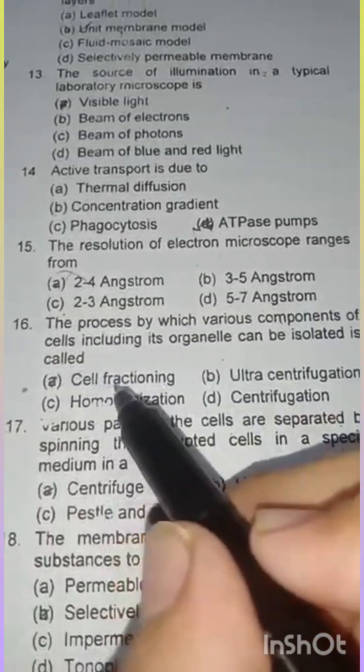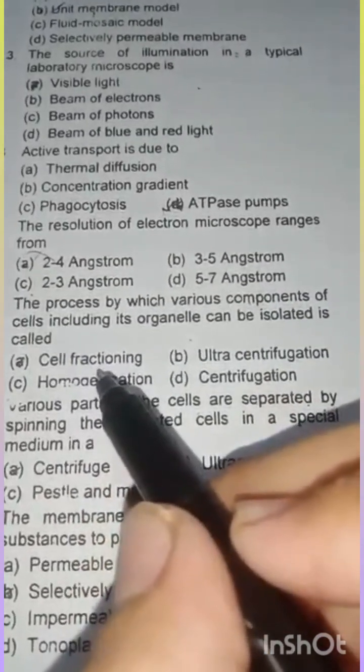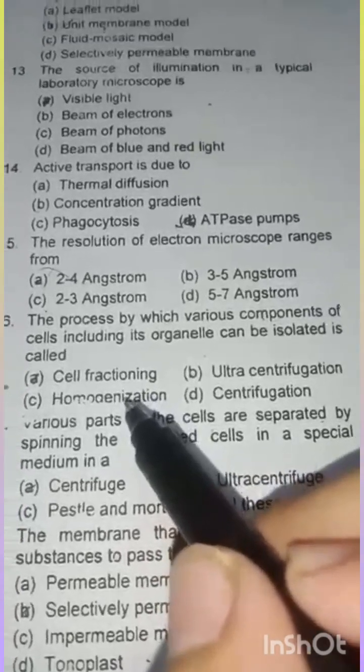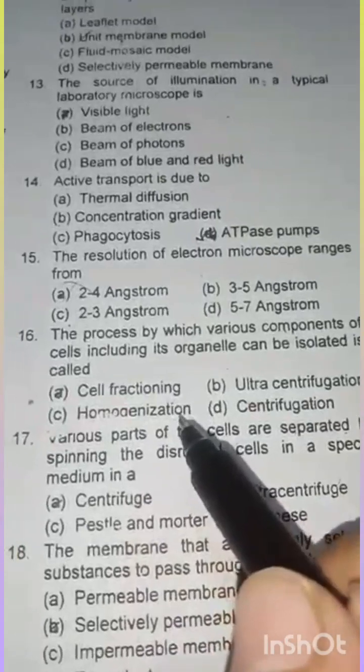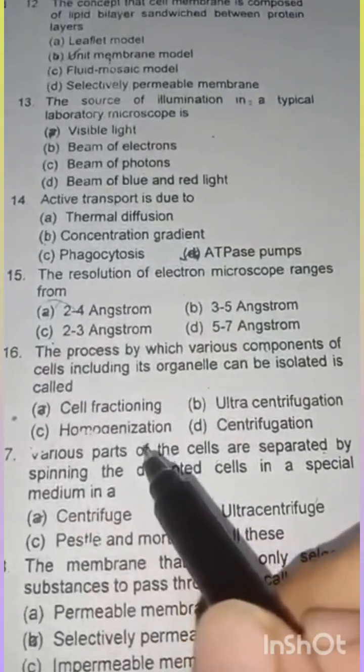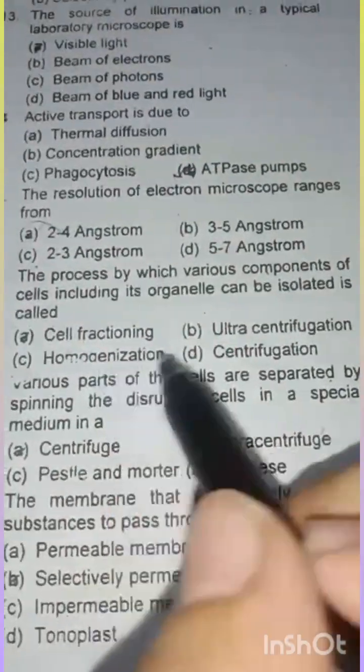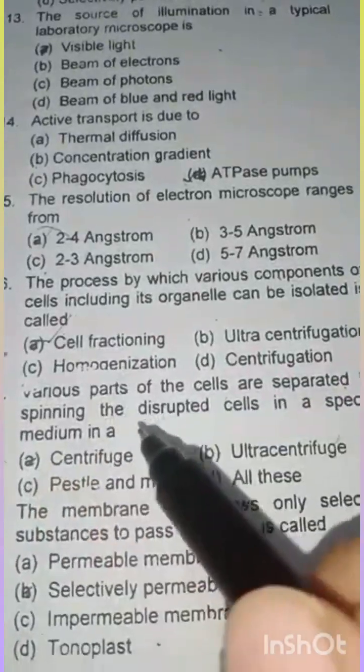The process by which various components of the cell, including organelles, can be isolated is called: cell fractionation. This is the process in which the various components of the cell, including its organelles, can be isolated, and this process comprises two sub-parts, that is homogenization and centrifugation. So option A is correct here.